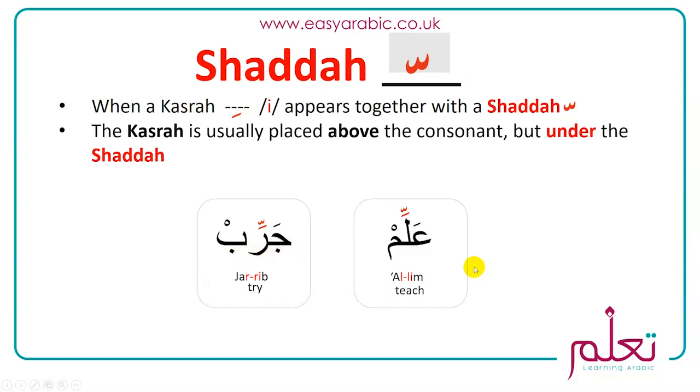Okay, so that's the end of the lesson. We've covered fatha, dhamma, kasra, fathatain, dhammatain, kasratain. We've also done tanween, we've done sukun, and the shadda.